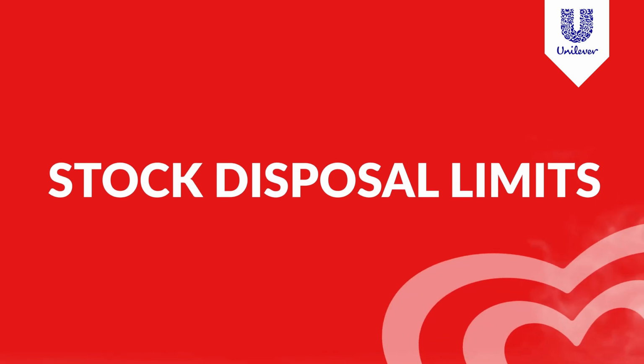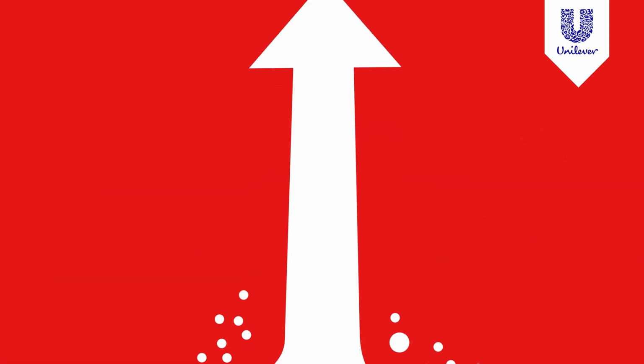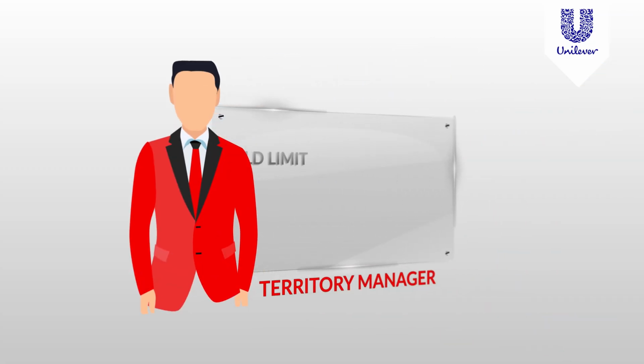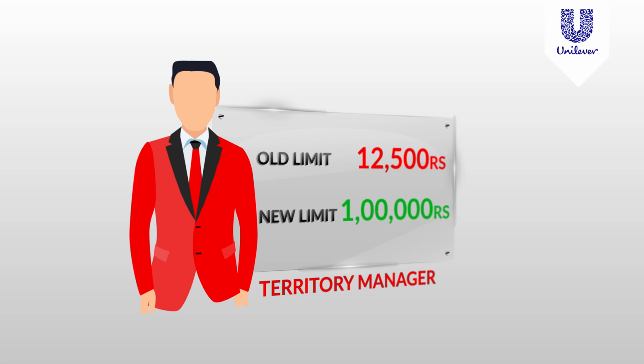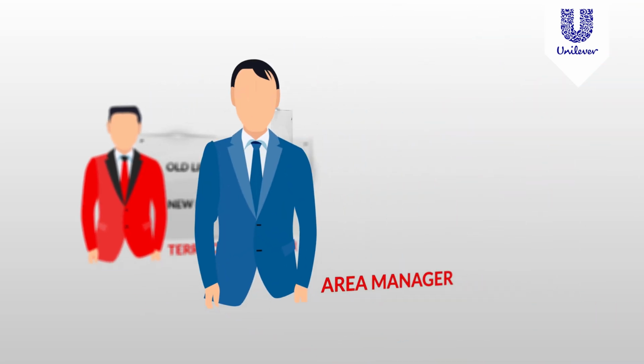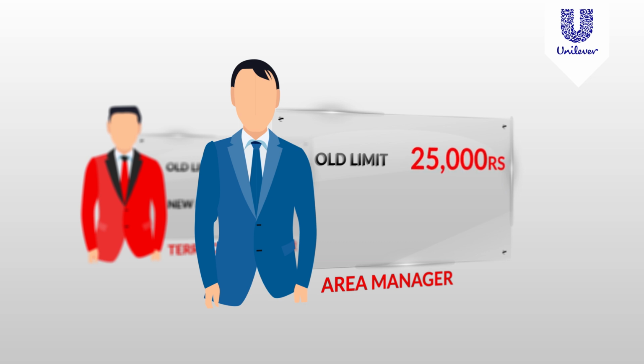Stock disposal limits. Stock disposal limits have been upgraded to: old limit for territory manager was less than or equal to 12,500 rupees. New limit for territory manager is less than or equal to 100,000 rupees. Old limit for area manager was less than or equal to 25,000 rupees. New limit for area manager is less than or equal to 200,000 rupees.